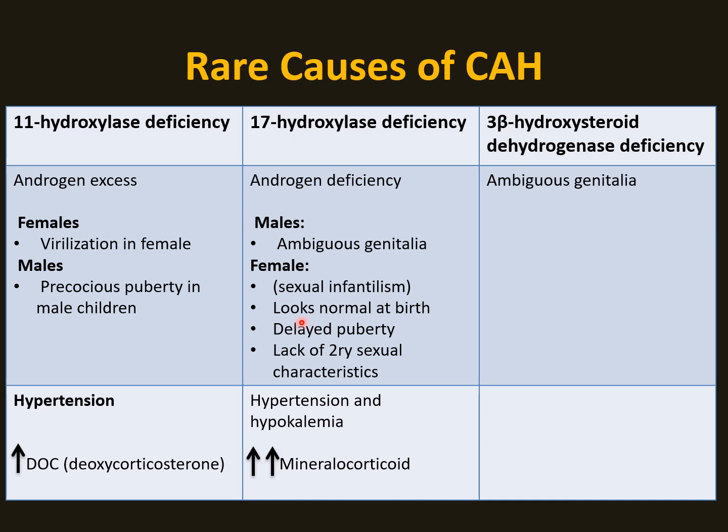So they look normal at birth. They will have delayed puberty and lack of secondary sexual characteristics. And in cases of 3 beta hydroxysteroid, they present with ambiguous genitalia. The lab to confirm for 11 hydroxylase deficiency is increased deoxycorticosterone, and for 17 hydroxyprogesterone they have elevated mineralocorticoid.